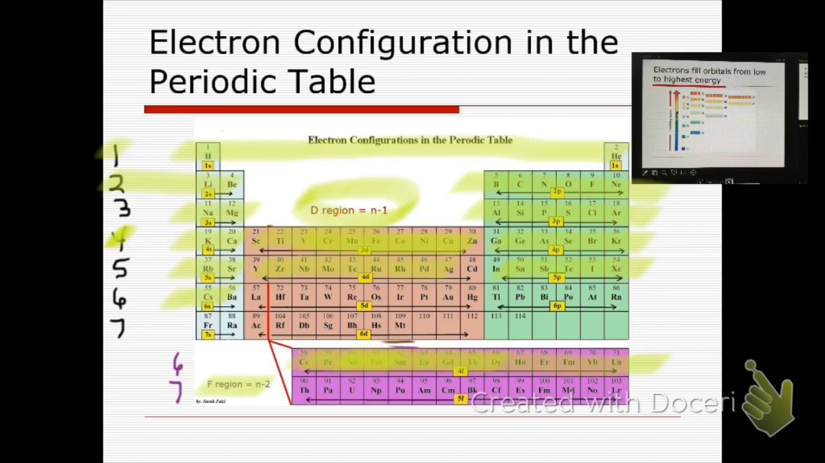Now we're back here in period 6 in the D region, n-1, 5d, 6p, 7s, dropping down to the F region, 7 minus 2, 5f, back up here, 6d, and the last thing over here would be 7p that they don't have shown. So we have duplicated this low to high energy step simply by looking at our periodic table. Very important that you're able to see that pattern.